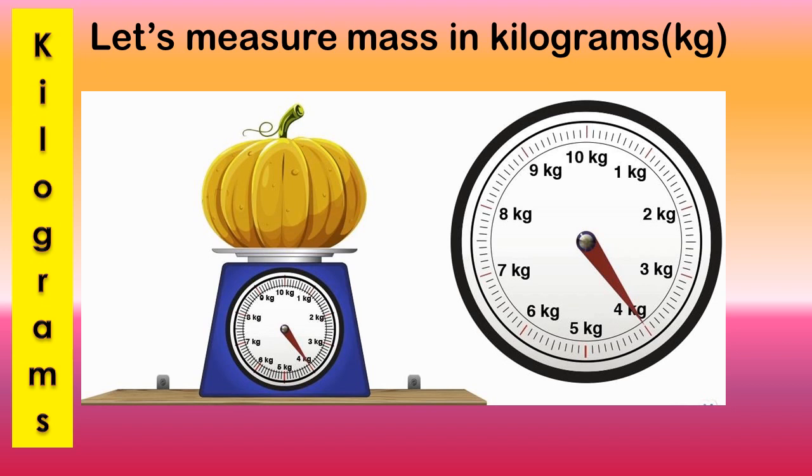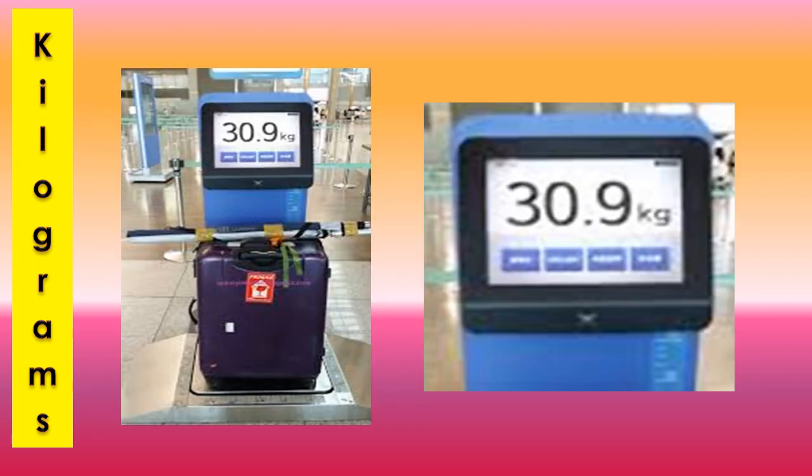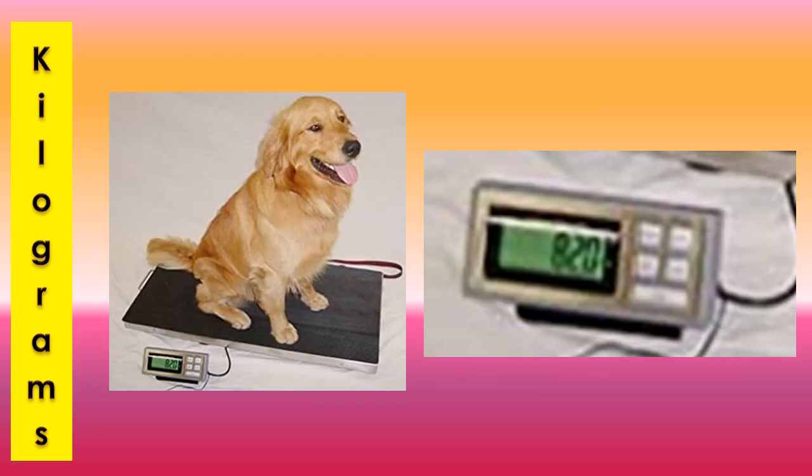Now, let's measure mass in kilograms. Let's measure the mass of the pumpkin. The pointer is pointing at 400 kilograms. The mass of the pumpkin is 400 kilograms. How about this pack of suitcase? The mass of the suitcase is 30.9 kilograms. How about the mass of this dog? A weighing scale indicates that this dog weighs 8.2 kilograms.